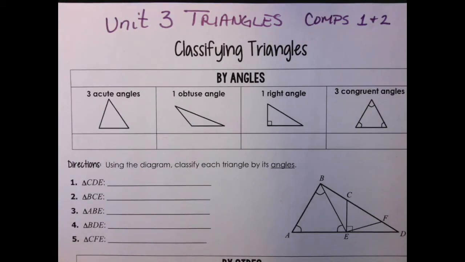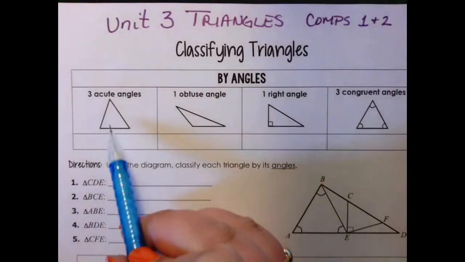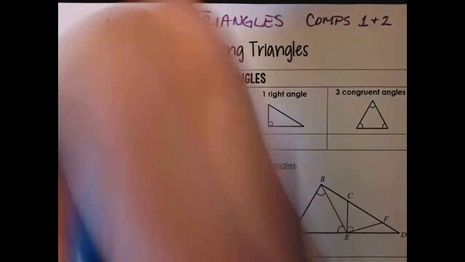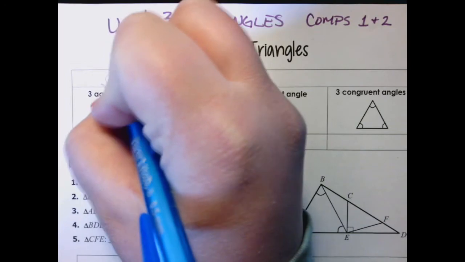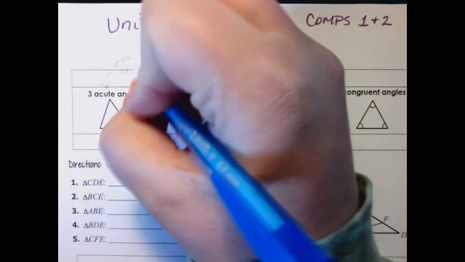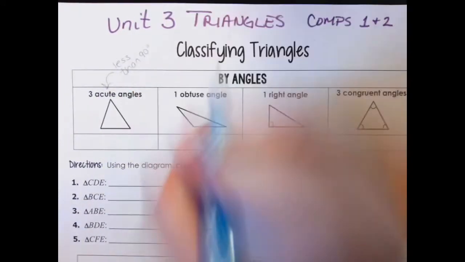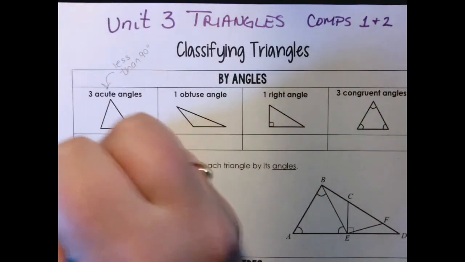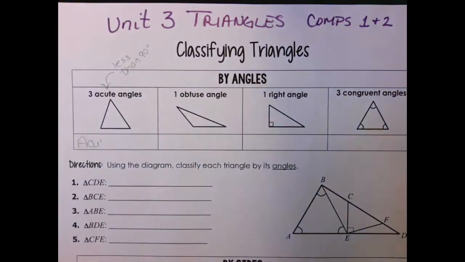So when I'm classifying a triangle, I'm going to look at their angles. So this one here, I have 3 acute angles. Acute means they're less than 90 degrees. And if all 3 angles are less than 90 degrees, this is going to be an acute triangle.